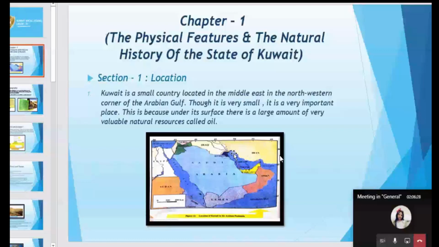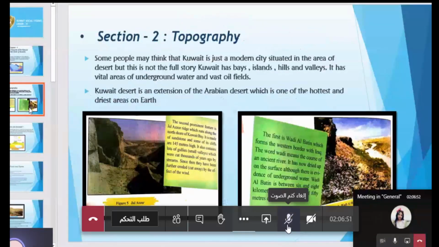So, though it is a very small country, it is a very important place. Why is it an important place? Because of the oil reserve. Because a lot of oil is found under the ground in Kuwait. Okay? So it lies to the northwestern side of the Arabian Gulf. You already know this because we have completed the lesson. Yes or no, children? Yes. Now topography, children. Some people may think that Kuwait is just a modern city situated in the area of desert. But this is not the full story of Kuwait. It has bays, islands, hills.